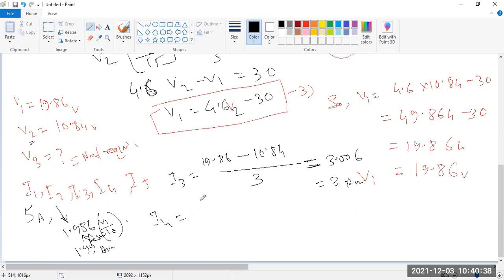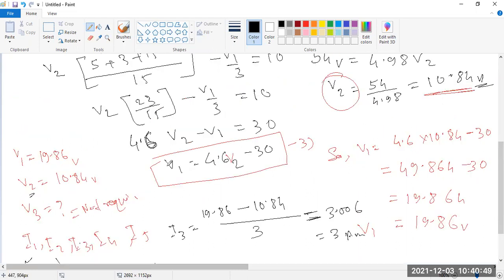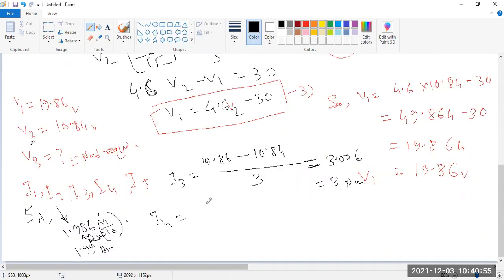What is the I4? Just watch the equation. Just remember the circuit. I4 is V2 by V0, V2 by V0 means reference node, divided by this 5 ampere. So only this is 0. So what is V2? V2 is 10.84 divided by 5. So it is coming 2.168 ampere.